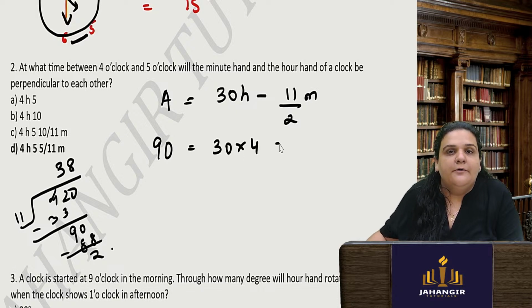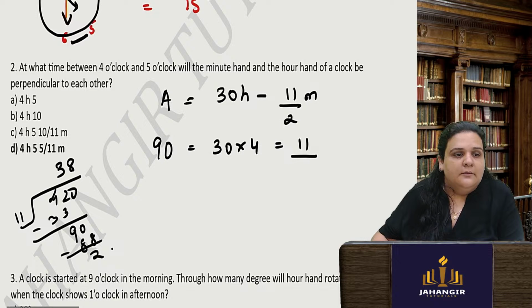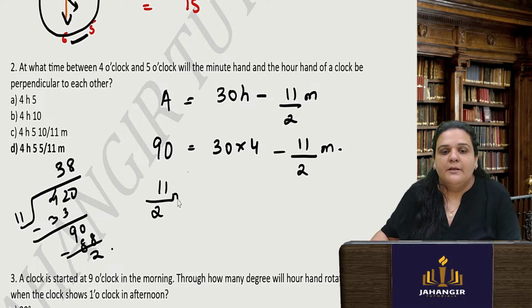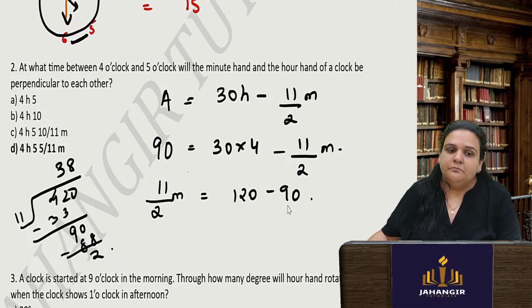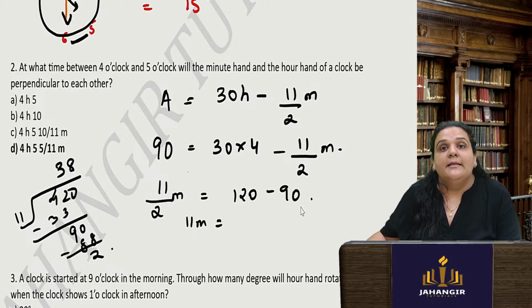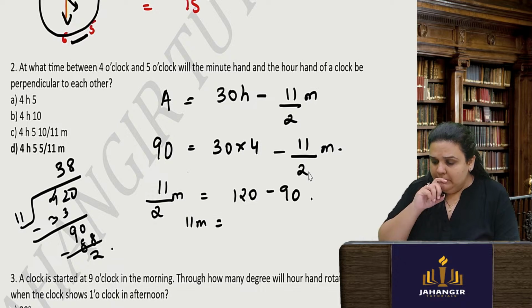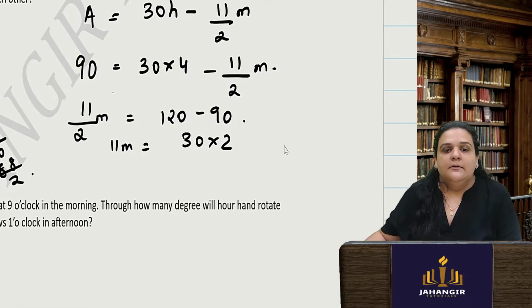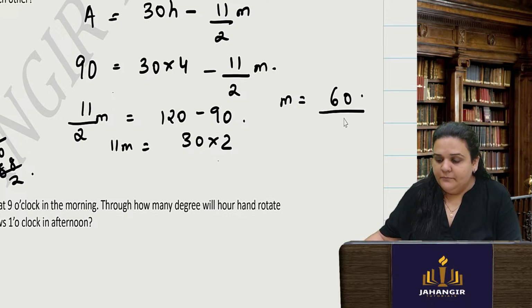So now I know the angle is 90. 30 into 4. I'm doing this again for you all, okay? We are going to solve this again, right? Now this minus, I'm taking it on this side, it will become positive. 3 4s are 12, 120 minus 90. So 11m will be 120 minus 90. It is going to be 30 into 2. Right? So m is going to be 30 into 2 is 60 upon 11.